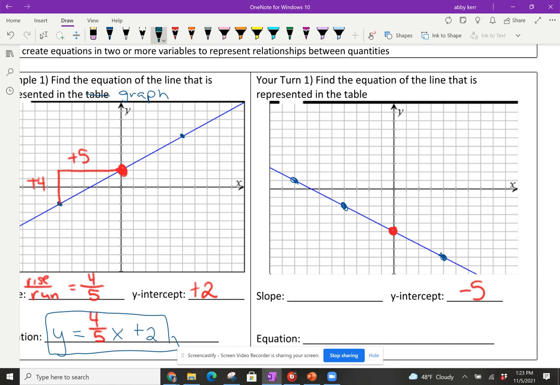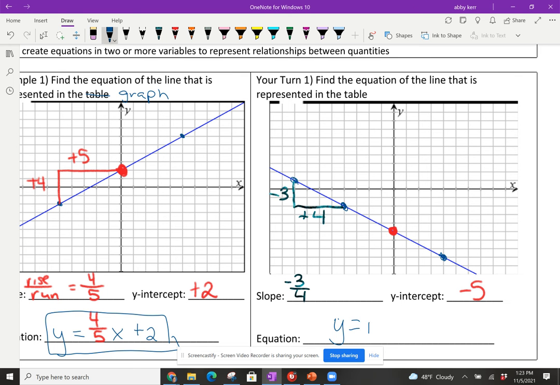Now notice that this one is descending. It's going down. That's because it's a negative slope. So we're actually going to fall first. 1, 2, 3. Falling means negative. Going to the right means positive 4. So our slope is going to be negative 3 over 4.